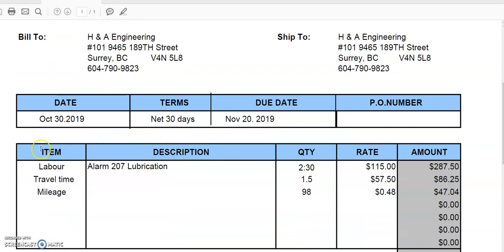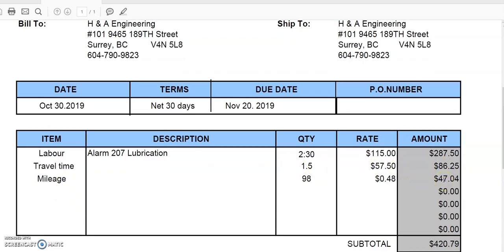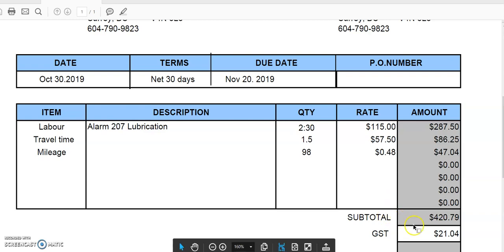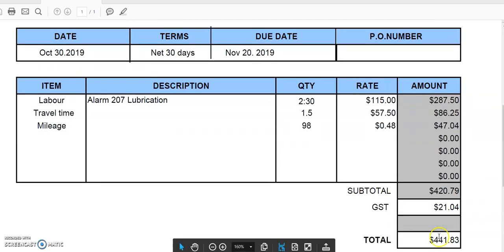And then to describe the work I've completed, I highlighted the time taken to complete this lubrication issue at 2 hours and 30 minutes at a rate of $115. And that included travel time, my travel time, and mileage. So that had to be specified. And then I've got a subtotal on which I applied the GST.